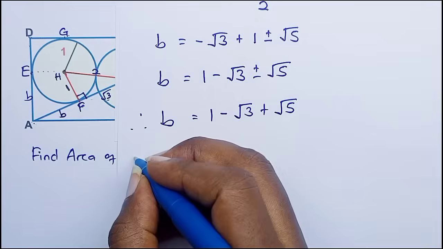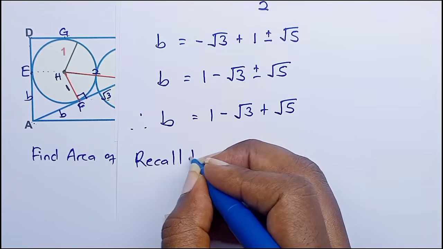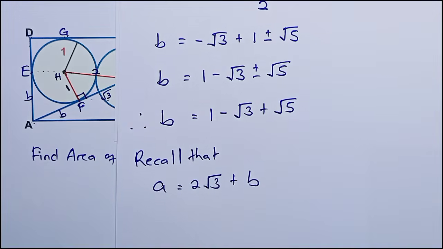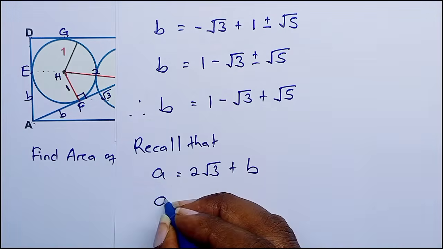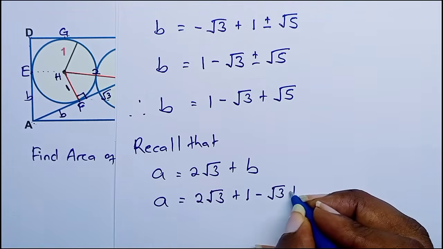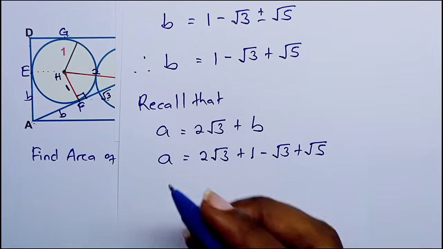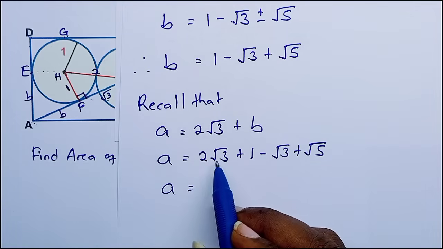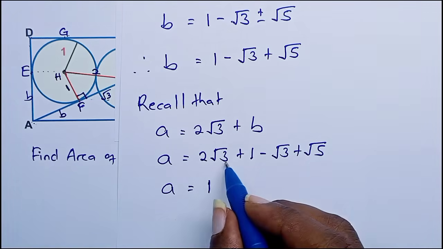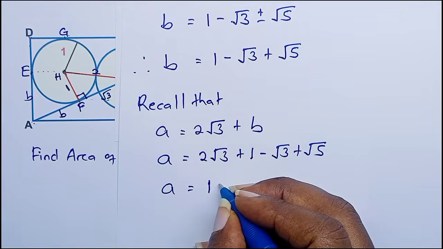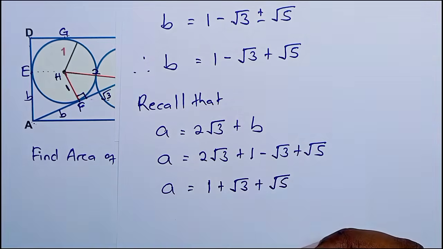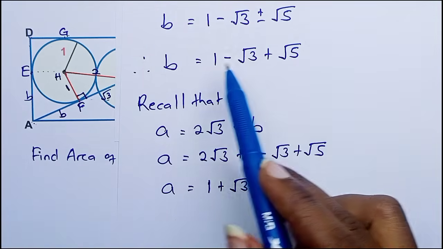Now let us recall that A is equal to 2 root 3 plus B, and we've got our value of B, so we're going to substitute. So A is equal to 2 root 3 plus 1 minus root 3 plus root 5, and therefore A is equal to 1 plus, so 2 root 3 minus root 3 leaves us with just root 3, then plus root 5. So this is our value of A, and this is our value of B.